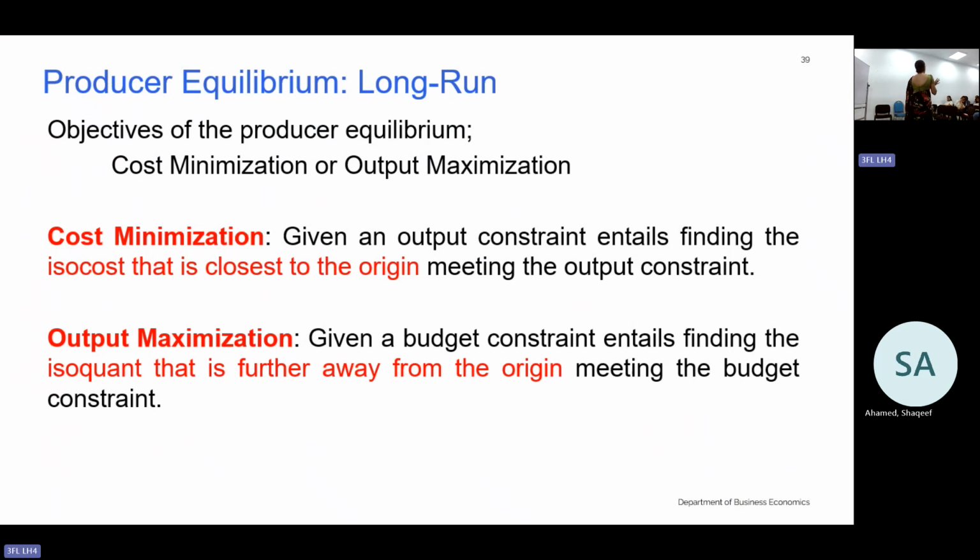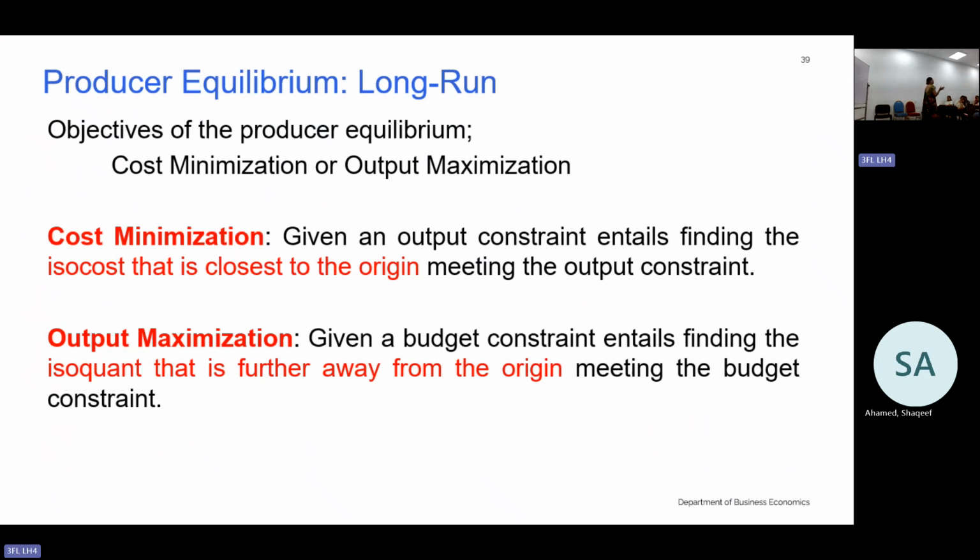Now we have isoquant and isocost. Isoquant gives you how you are going to maximize the quantity of output. Isocost gives you what the cost is for you. Understood? So as a rational producer, you have to balance between the cost and the quantity.